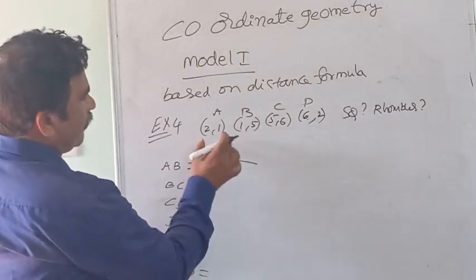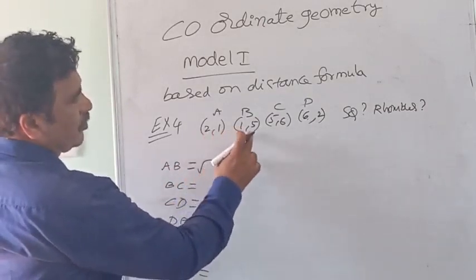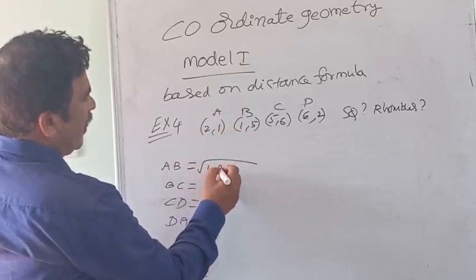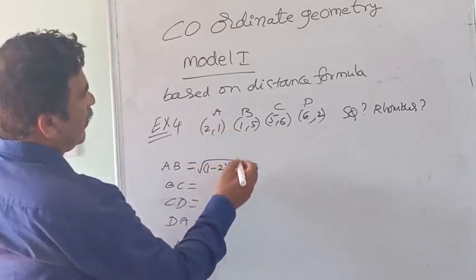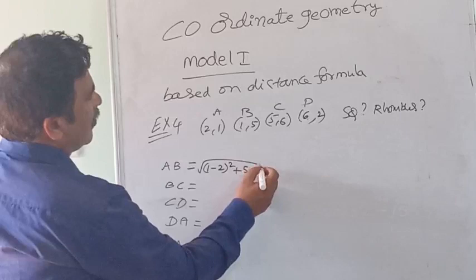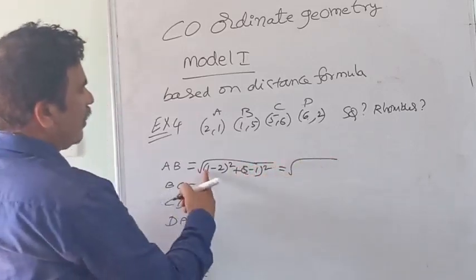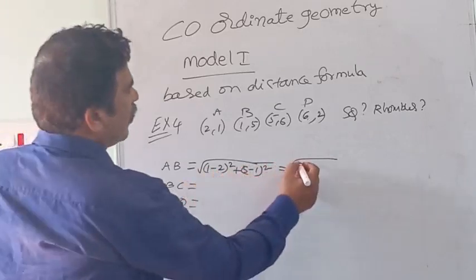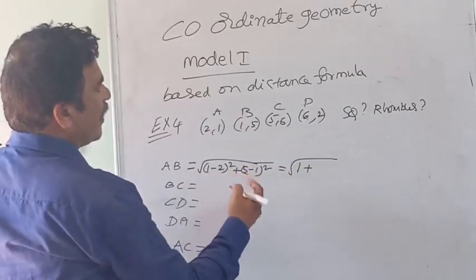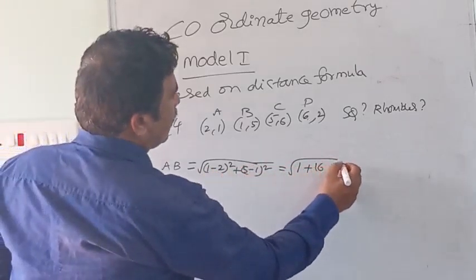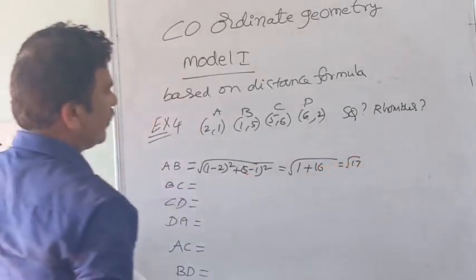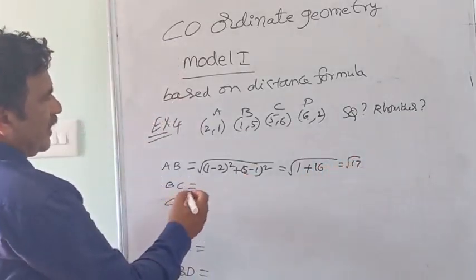While finding AB, with x1, y1, x2, y2, we get root of (1 minus 2) whole square plus (5 minus 1) whole square. Simplify: 1 minus 2 is minus 1, whole square is 1. 5 minus 1 is 4, 4 square is 16. This is root 17.